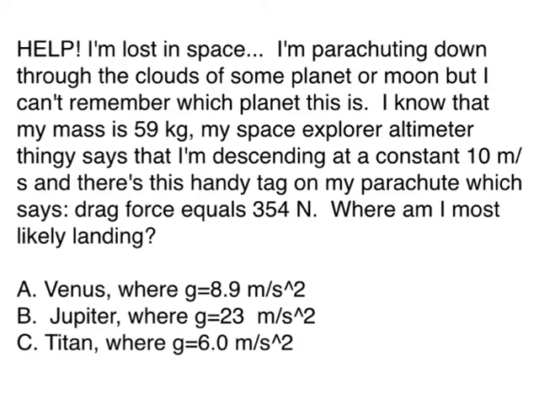The choices are A, Venus, where little g equals 8.9 meters per second squared, B, Jupiter, where little g equals 23 meters per second squared, or C, Titan, where little g equals 6.0 meters per second squared.